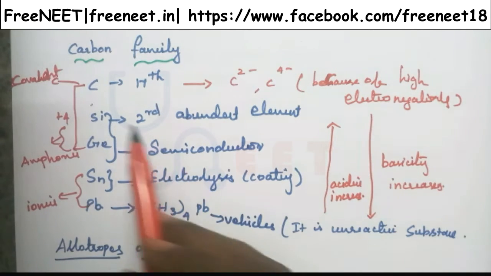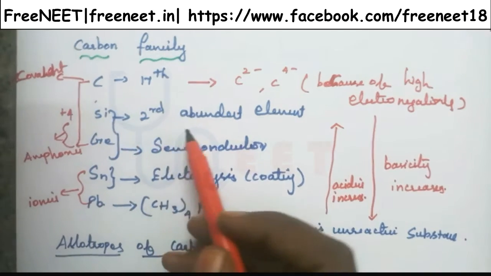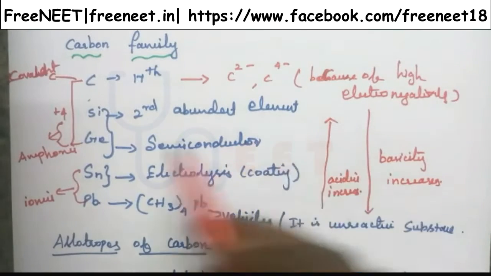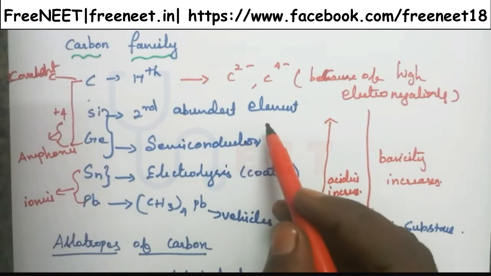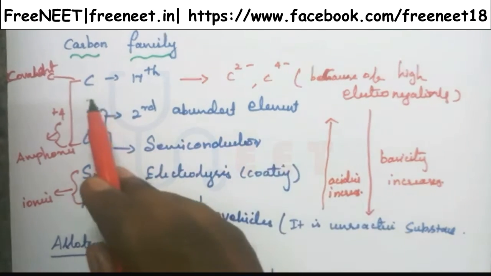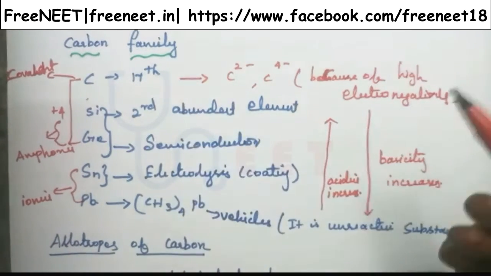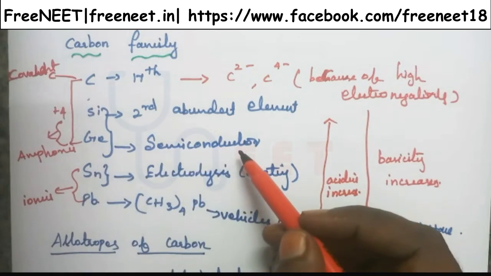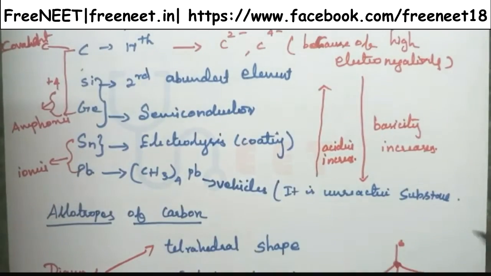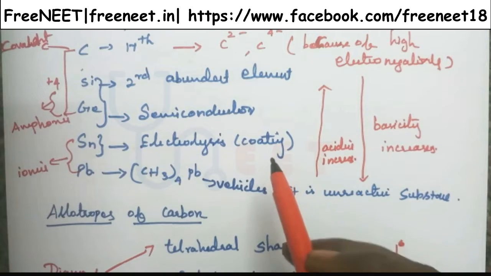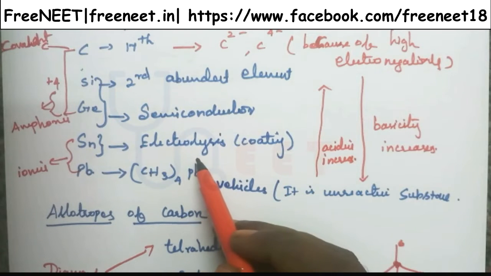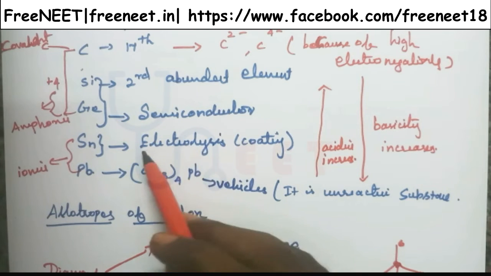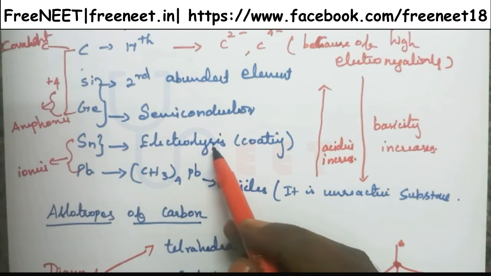At the same time, silicon is the second most abundant element in the earth's crust. Carbon is the 17th most abundant element in our earth's crust. Germanium acts as a semiconductor. Then tin is also used for coating purposes. That coating process is called electrolysis. We are passing electricity for coating, so that process is called electrolysis.